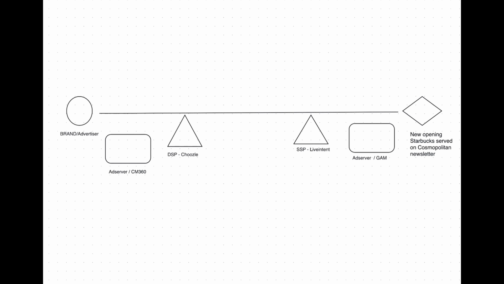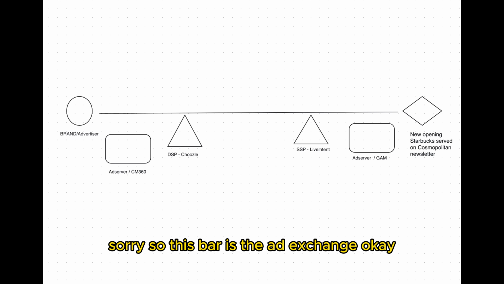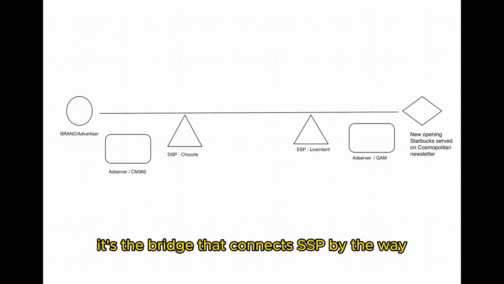Okay, so in module 2, you go over the ecosystem, the ad exchanges, the SSP, brand safety. So this bar is the ad exchange, the bridge that connects SSP and DSP, by the way.